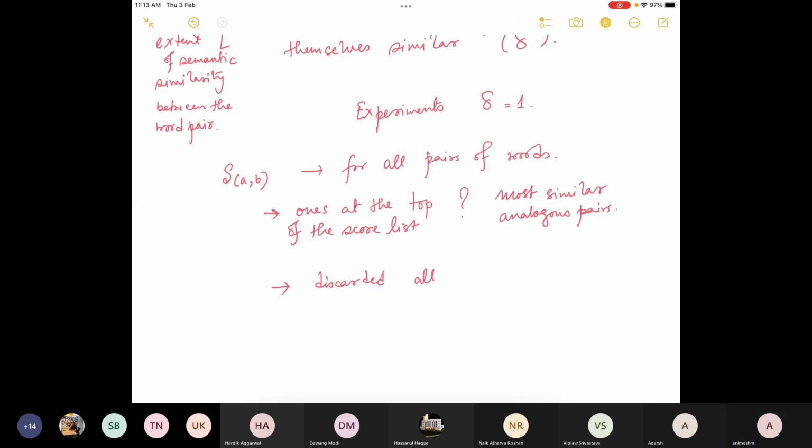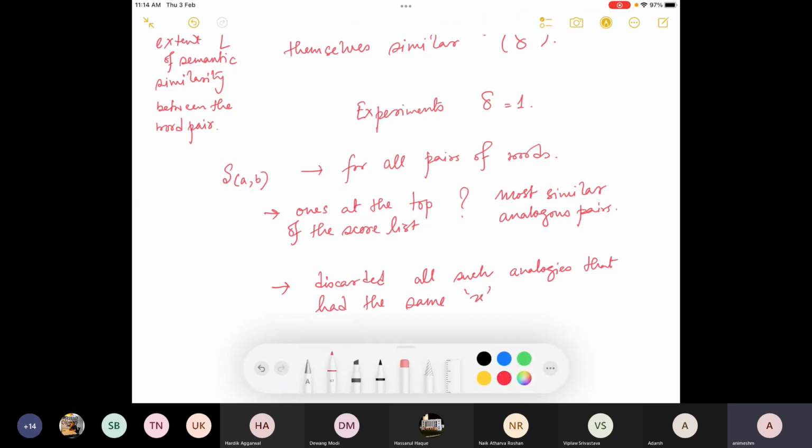all such analogies that had the same x, to include variety. Let me be a little more explicit. You read it as the same word x. So you discard the different analogies and take only one. There could be many different analogies sharing the word x, so you output only one of those multiple outputs.